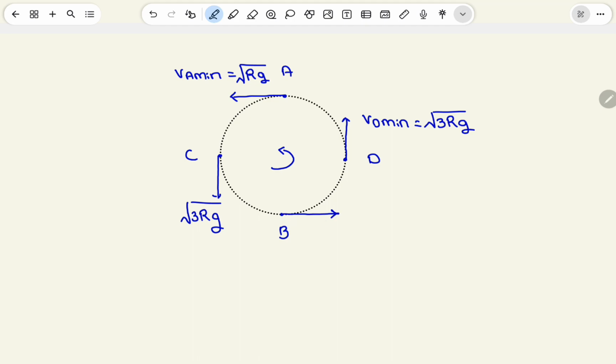And at point B, the bottommost point, we have VB minimum equal to under root 5RG. So these are the minimum velocities at the different locations: the topmost point, the bottommost point, and the midpoints. At the topmost point, the minimum velocity is under root RG. At the bottommost point, it is under root 5RG. And at the midpoints, it is under root 3RG. We have two midpoints. The magnitude of the velocity at both midpoints is the same, only the directions are opposite. Thank you.